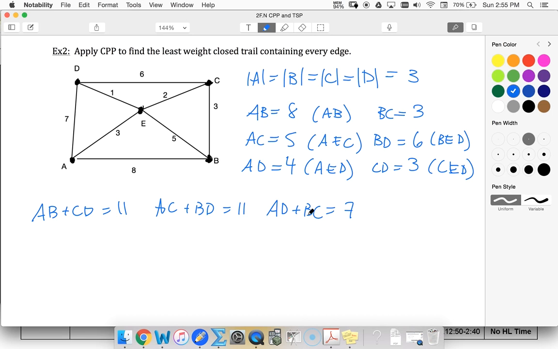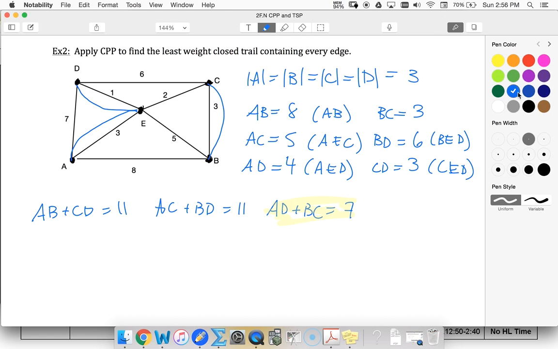So these are my ways of covering all of my vertices. And this one is the one that has the least weight. So I'm going to select this one as my least weight. Those are going to form my multi-edges. So A to D I got by going AED. So I'm going to add that to my graph. So these are going to become multi-edges. So I'm going to draw them in as such. AE, ED. And then BC, which is just a direct connection, that's also going to become a multi-edge.